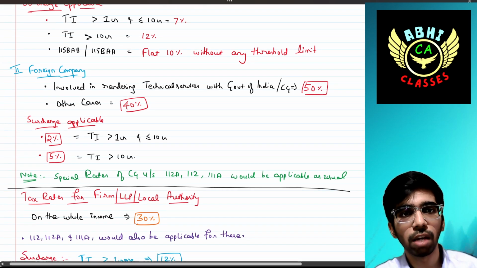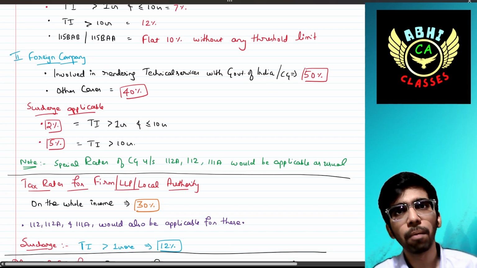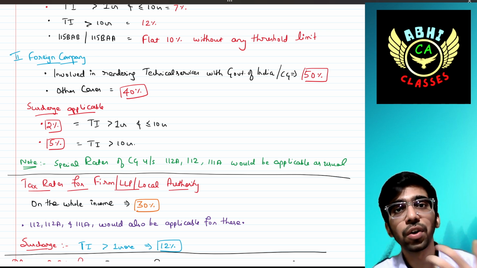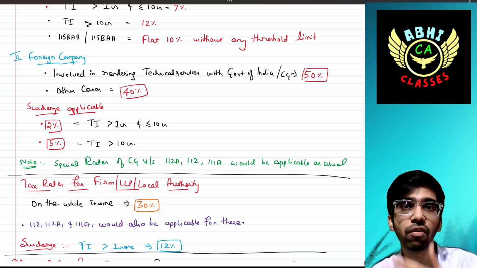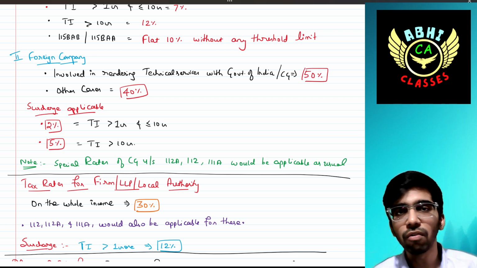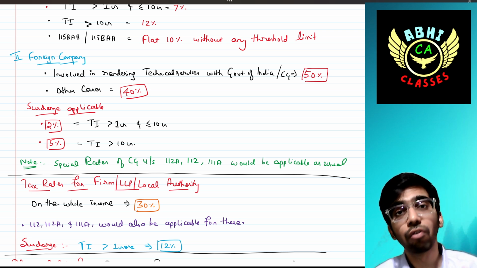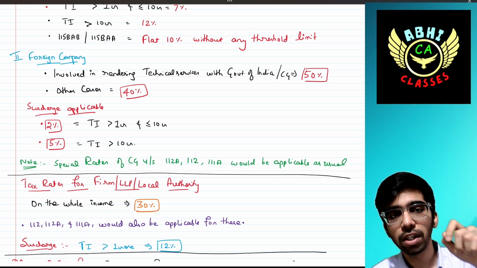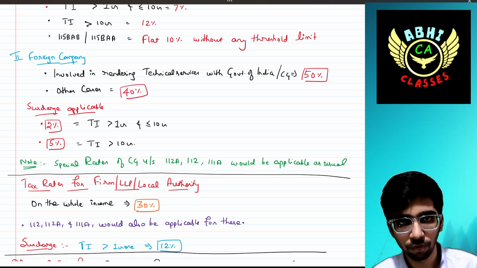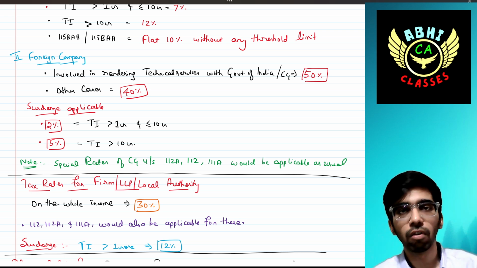Then the surcharge applicable for the foreign company is very low because they have been charged a huge tax rate, right, 40 or 50. So hence the Government of India wants to give a smaller benefit for them. So 2% surcharge if the total income is more than 1 crore and up to 10 crore, and 5% if the total income is more than 10 crore. The surcharge rate is very low, but the tax amount is very high. In the case of a domestic company, both are equally low. Okay.